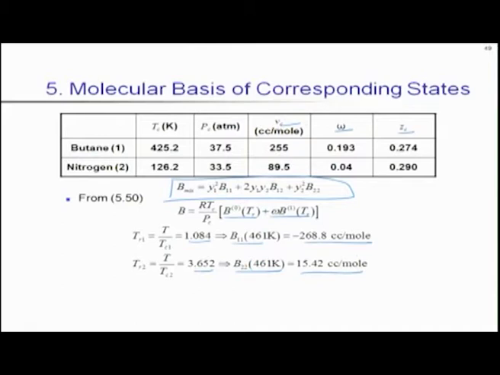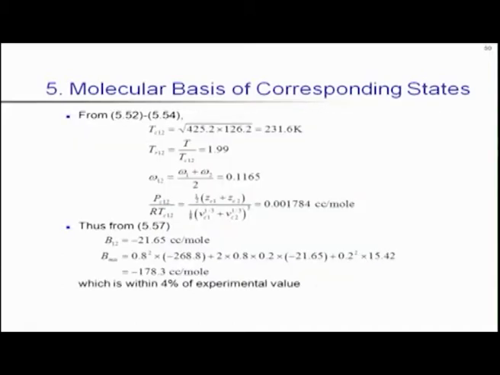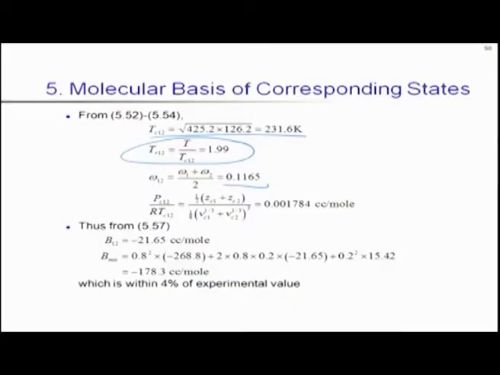But what about B12? In order to calculate B12, we need to find Tr and omega. To calculate Tr, we need to find Tc12, and we can use the geometric mean of Tc1 and Tc2, which is what we have calculated here. So we got an expression for Tc12, but what about omega? Omega, as we discussed earlier, we will just take as the average value. So this is the omega here.